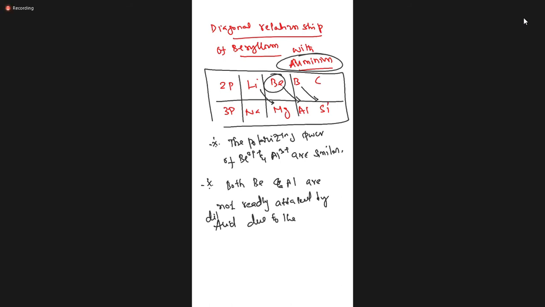Due to the formation of oxide film on the surface. That is another reason for exhibiting diagonal relationship with aluminum. Both aluminum and beryllium are not attacked by acids due to the formation of oxide film there.